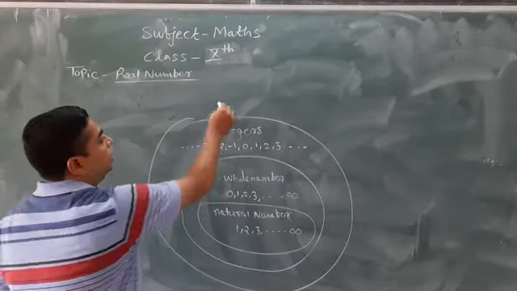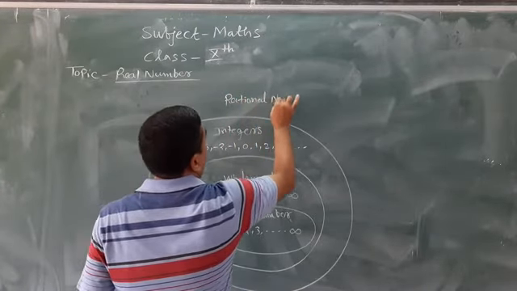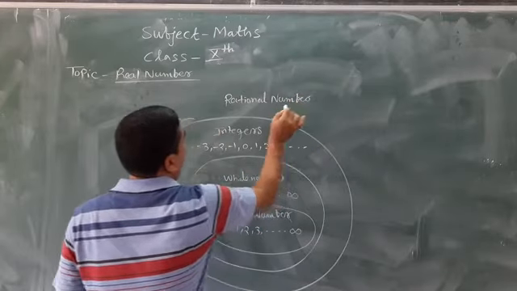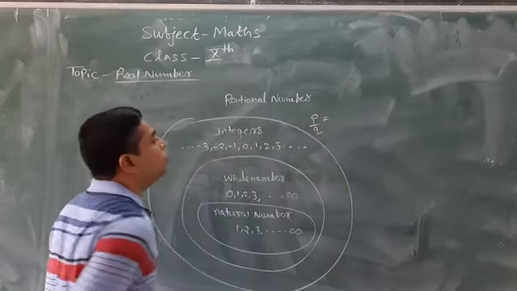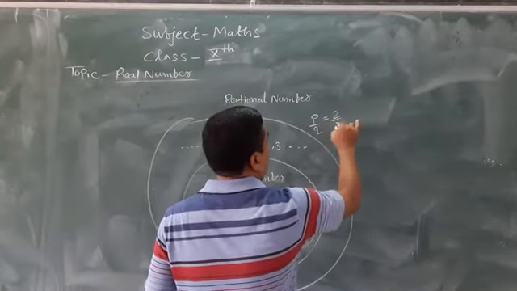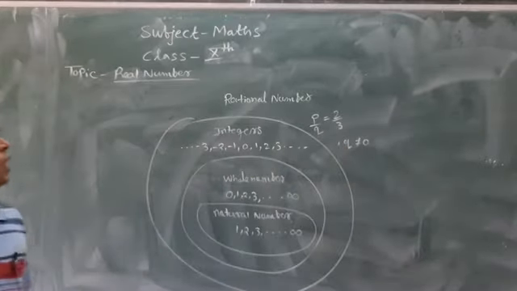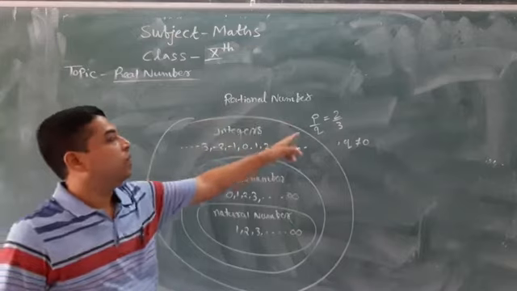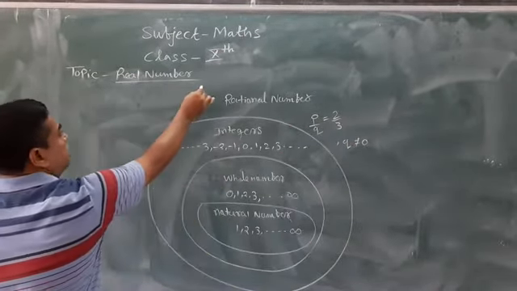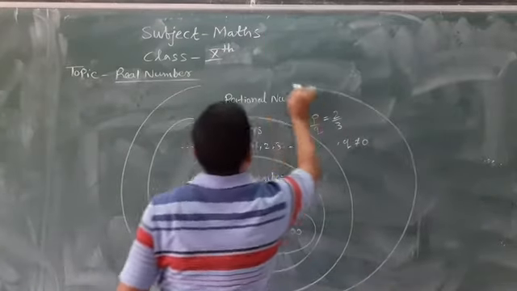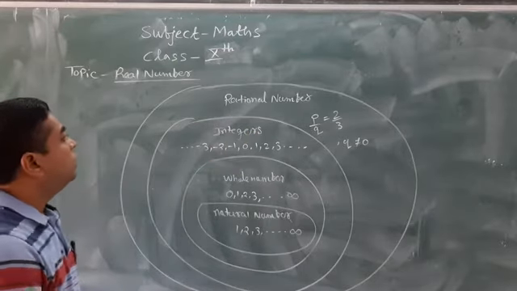After integers, we learn about rational numbers. What is a rational number? Any number that can be written in the form of p by q, for example 2 by 3, where q should not be equal to 0. This type of number is called a rational number, where numerator and denominator both are integers. So all this number system we already learned.